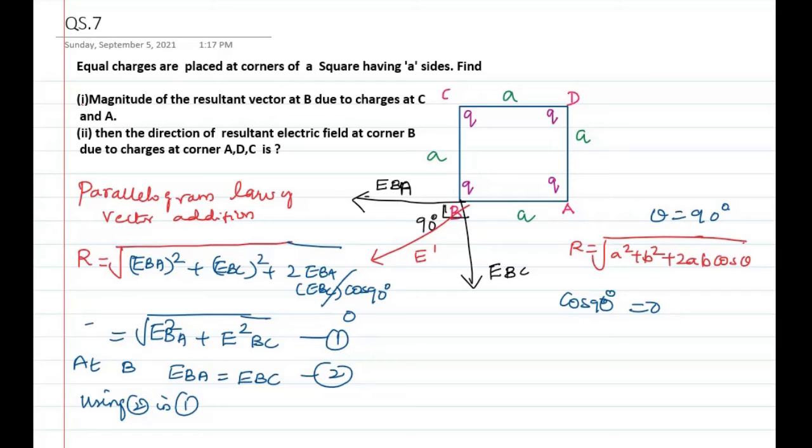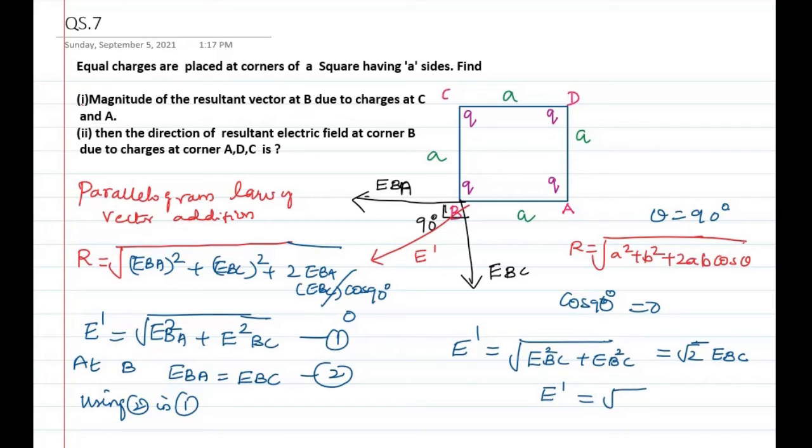The resultant vector is E dash here. Then we'll get E dash is equal to root of E_B square plus E_B square, which will be equal to root 2 E_BC. So the resultant answer is root 2 into E_BC, the resultant vector magnitude due to charges C and A.